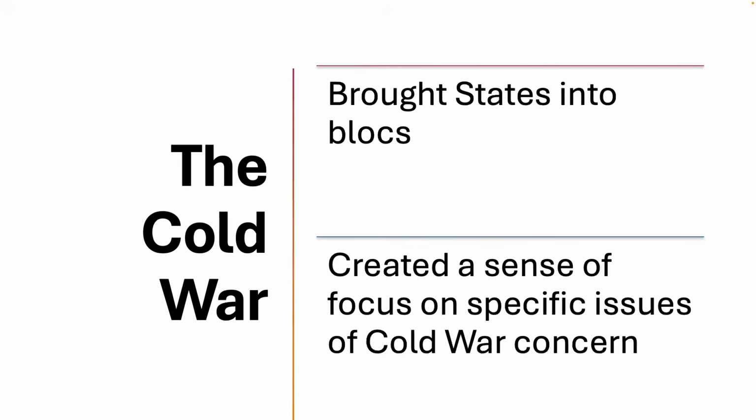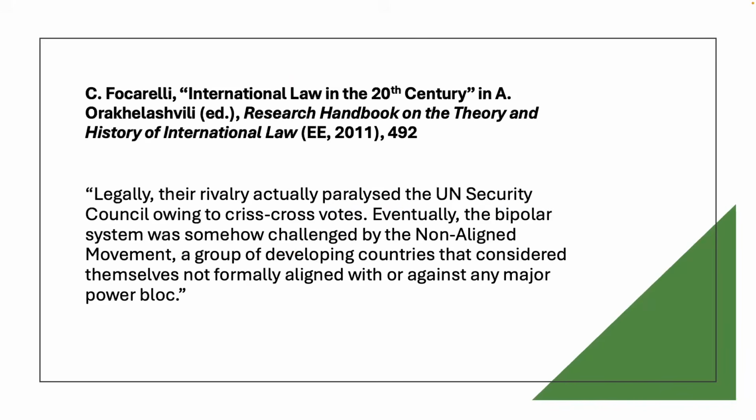And so what we see here is that the system of international law becomes relatively stagnant during this time, especially compared to the immediate aftermath of the Second World War. We can see this in the ways in which, for example, the UN Security Council operates. Quote, legally, their rivalry, the rivalry between the US and the Soviet Union, with Great Britain and China also chiming in on the Security Council, actually paralyzed the UN Security Council, owing to crisscross vetoes. The crisscross vetoes specifically, should I say.